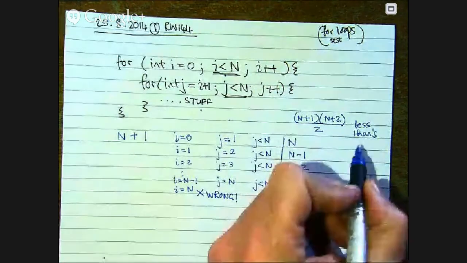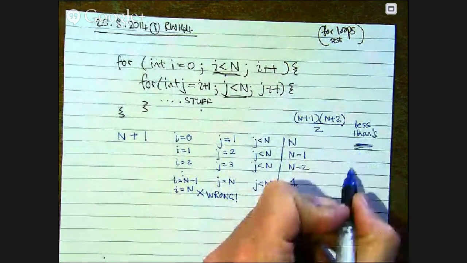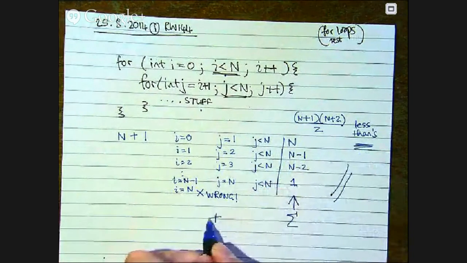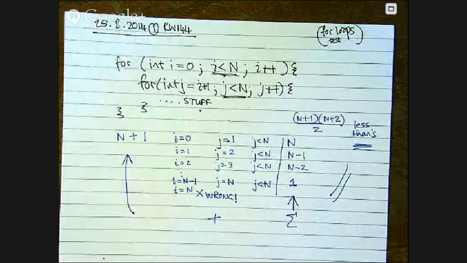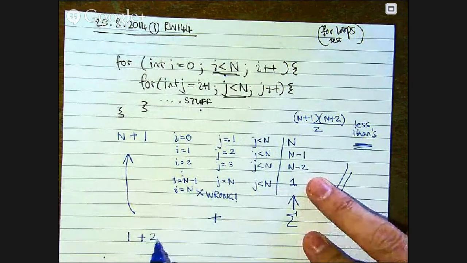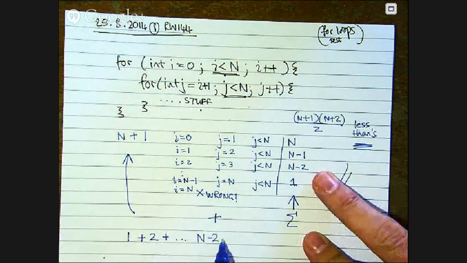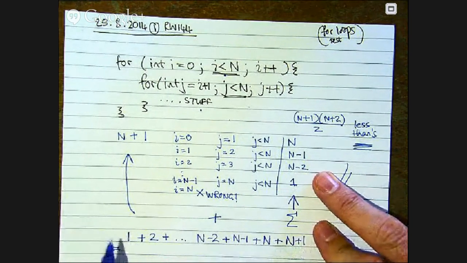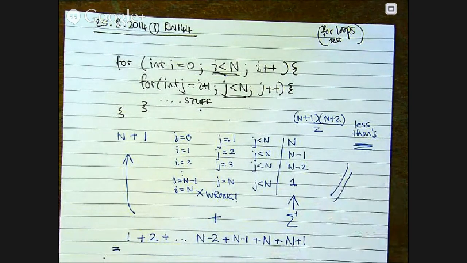So the number of less thans is really this sum plus that sum. So let's just rewrite: 1 plus, above it will be a 2 plus, but n minus 2 plus n minus 1 plus n plus n plus 1 equal to, Josh, how do we calculate this? Say again, sorry? A Riemann sum. What's a Riemann sum? The sum of I going from 1 to n plus 1.